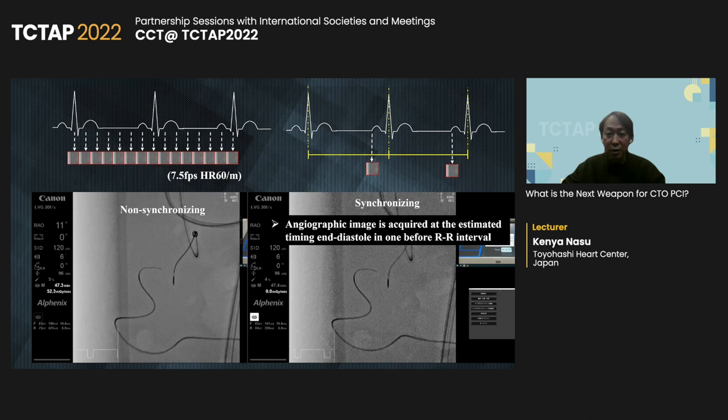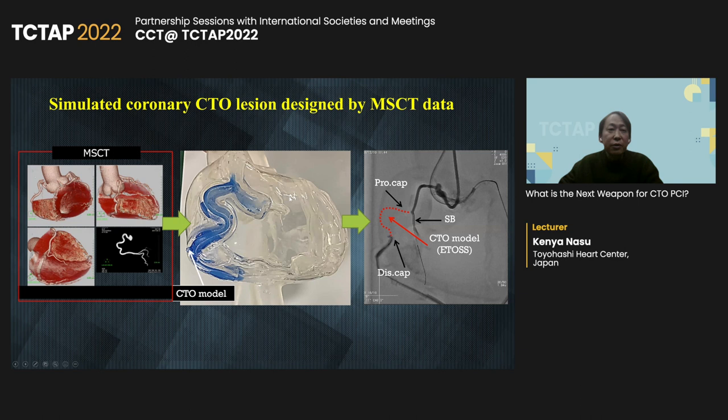So nowadays we use a simulated coronary CTO region designed from multi-trial CT data for training. So we can make various patterns of the CTO region in the heartbeat model. One case is this very bending CTO, a very difficult one. So we can make CTO models from the very easy one to the difficult one.